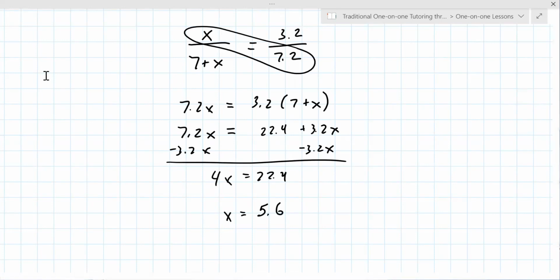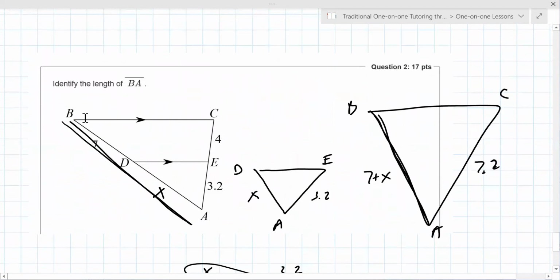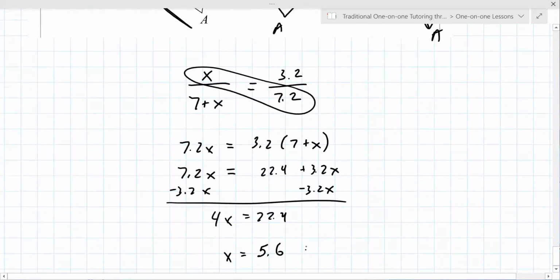Now, is that what they wanted? Did they want x or did they want the whole thing? They wanted the whole thing. So you've got to take that 5.6 and add 7 to it to get 12.6. Very good. So a little bit more work there, would you agree? Yes.